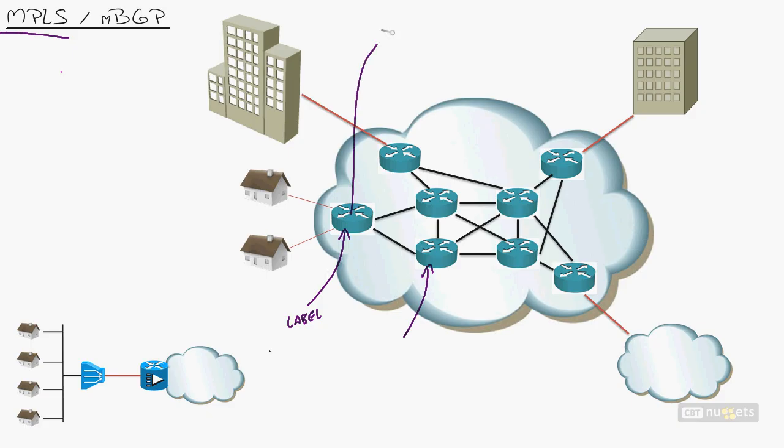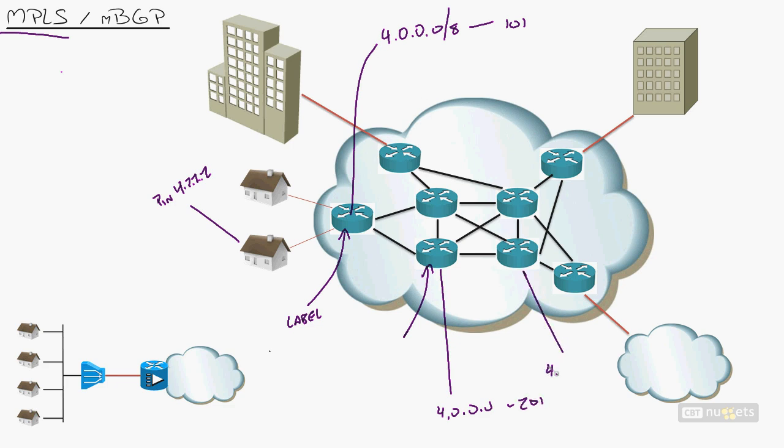So let's just say in this guy's routing table, remember this guy pinged 4.2.2.2, right? So in here, he's got a route, let's just say to 4.0.0.0/8. He'll assign that label, let's just give it 101, right? This guy in his routing table has the label for 4.0.0.0 being 201. And this guy will assign 4.0.0.0 the label 301.